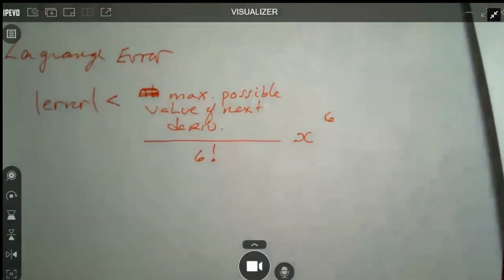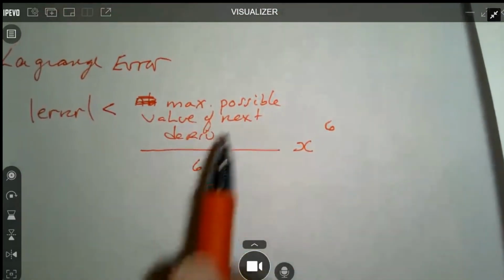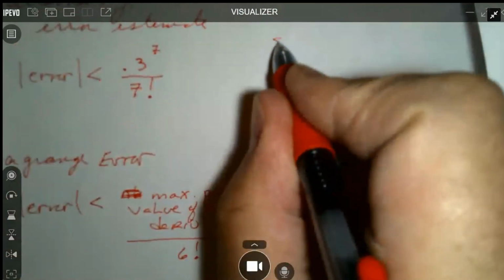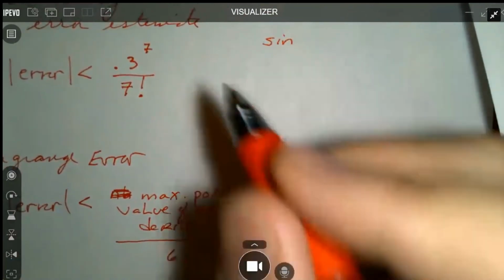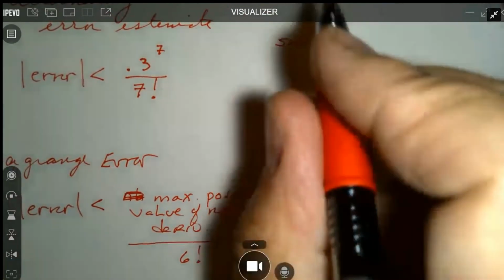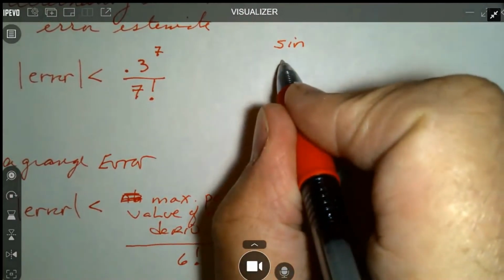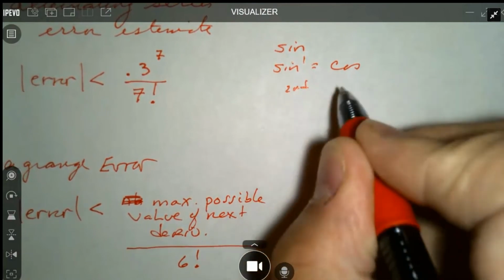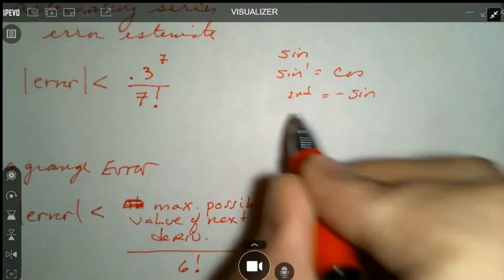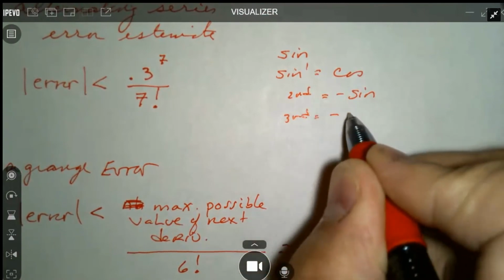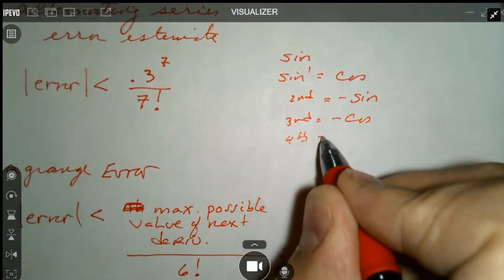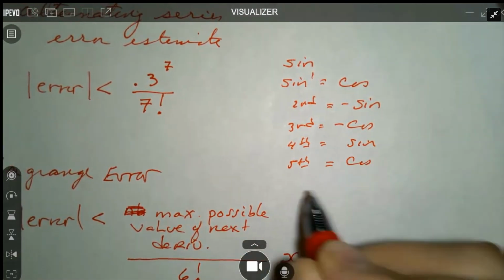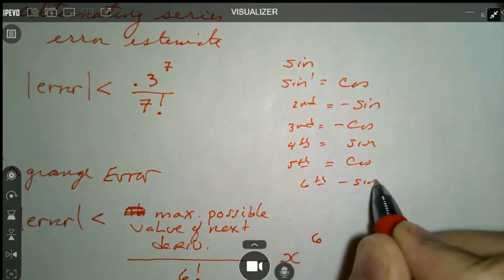So the way they would probably want you to do this, if you look at the sine function and look at its derivatives, you know what the derivative is going to be, either a sine or a cosine, plus or a minus. So here's sine, here's the first derivative, you get cosine. The second derivative, you get negative sine. Third derivative, you get negative cosine. Fourth derivative, you get sine. Fifth derivative is cosine. Sixth derivative is negative sine.